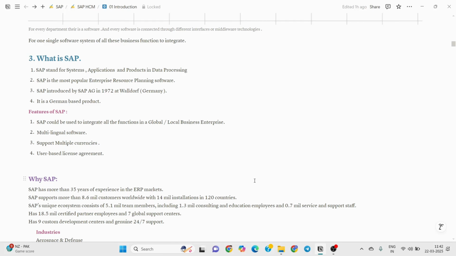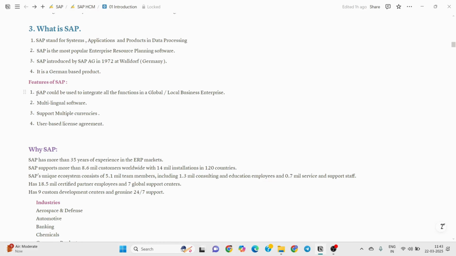Now we discuss what is SAP. I also told you that SAP is an ERP. SAP stands for Systems, Applications and Products in Data Processing. SAP is the most popular enterprise resource planning software. SAP was introduced by SAP AG in 1972 at Walldorf in Germany. SAP is a German-based product because SAP was introduced in Germany. SAP has lots of features, and that's why SAP is the most popular enterprise resource planning software.